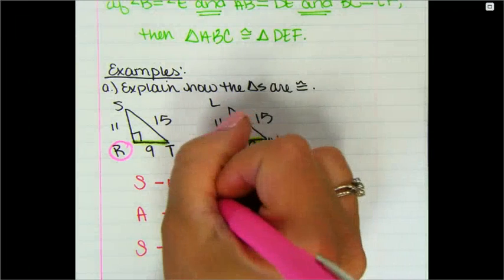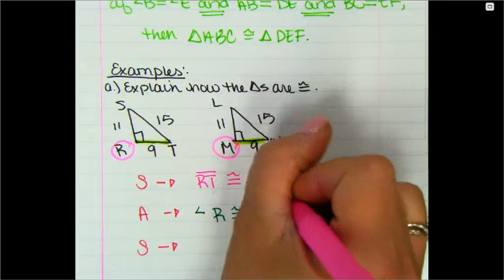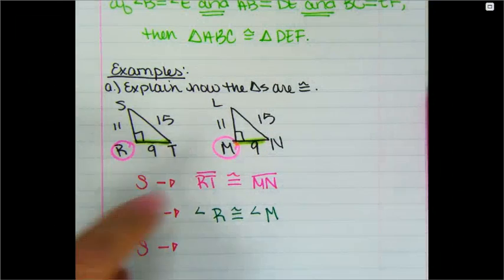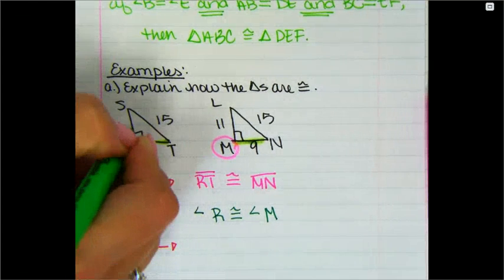Okay, so that segment RT is congruent to segment MN. Yes? It doesn't matter if I put it on the top or the bottom, it really doesn't. And lastly is which one? RS and ML again.